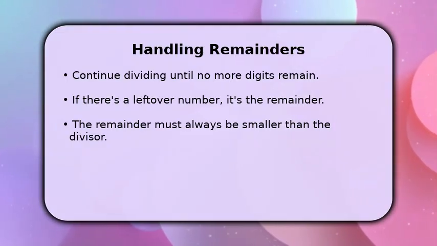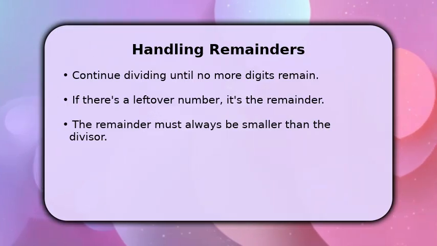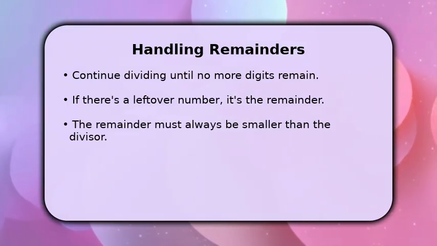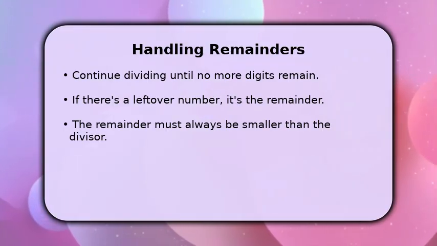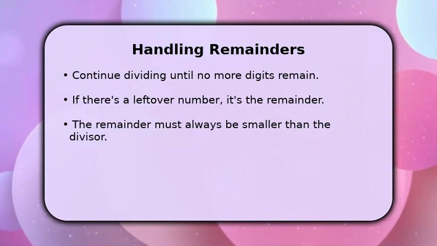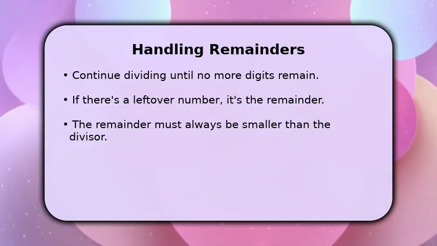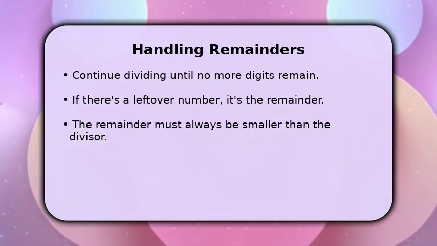If there's a number left over after the last subtraction, that's your remainder. Remember, the remainder must always be smaller than your divisor. You can express your final answer as a quotient with a remainder, like 25 remainder 0, or continue dividing to get a decimal answer, providing a precise solution to your division problem.